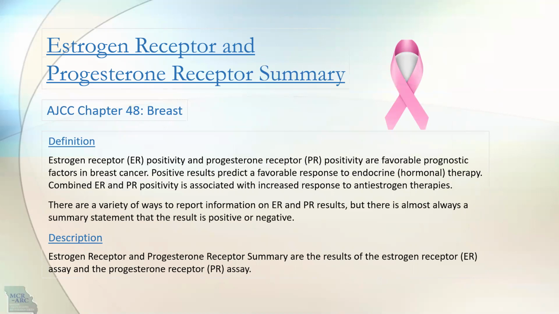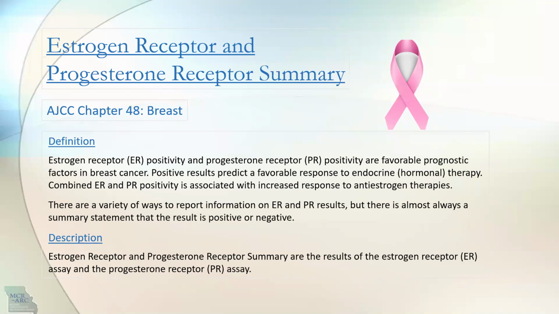This is from SSDI manual page 168, 171, and NAACCR SSDI webinar from 9/24/18. Estrogen receptor positivity and progesterone receptor positivity are favorable prognostic factors in breast cancer, as well as endometrial carcinoma and meningioma. Positive results predict a favorable response to endocrine hormonal therapy. Combined ER and PR positivity is associated with increased response to anti-estrogen therapies. There are a variety of ways to report information on ER and PR results, but there is almost always a summary statement that the result is positive or negative.